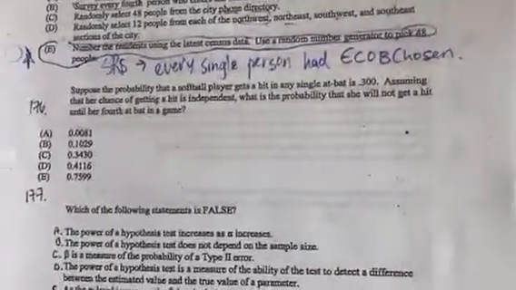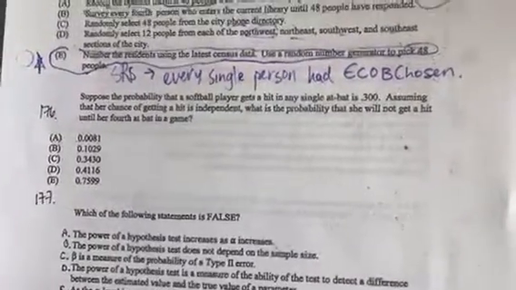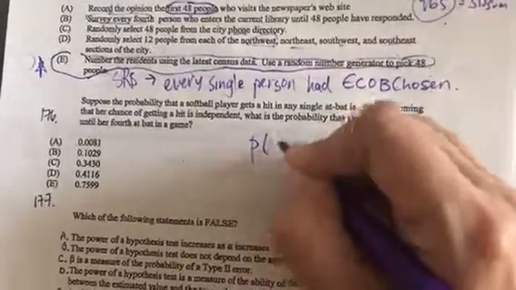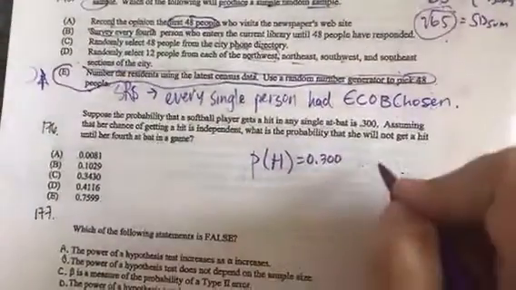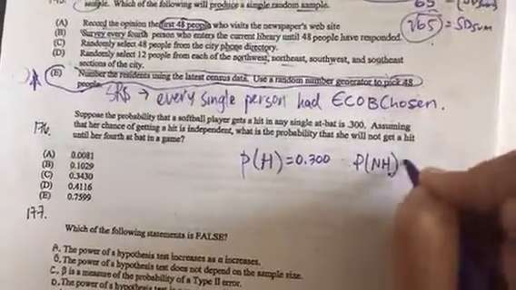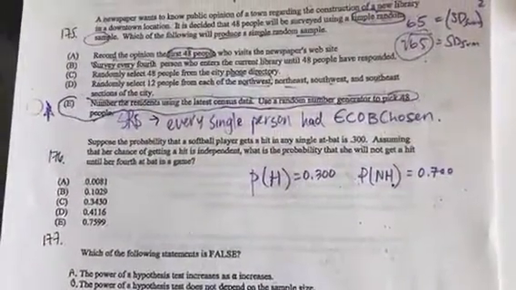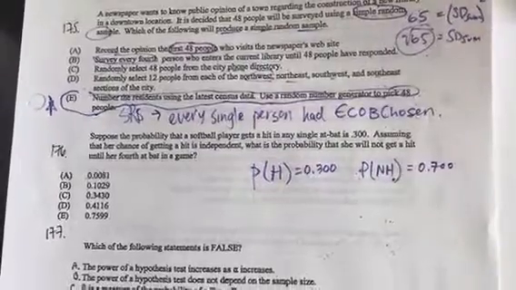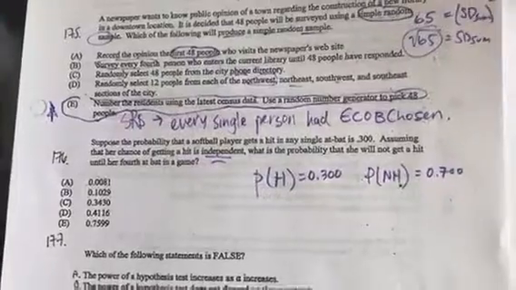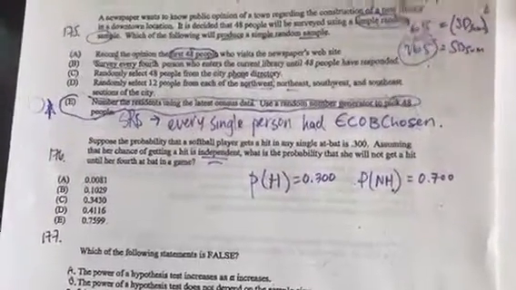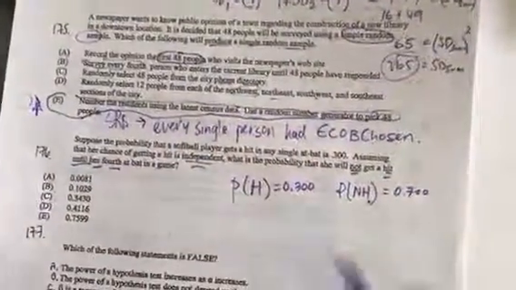76. Suppose the probability that a softball player gets a hit on any single at bat is 0.3. Now we're going to assume that the probability of not getting a hit is 0.7, so you either get a hit or you don't get a hit. It says to assume that each of these is independent, so this is a lot like our free throw example in class. What's the probability she will not get a hit until her fourth at bat?